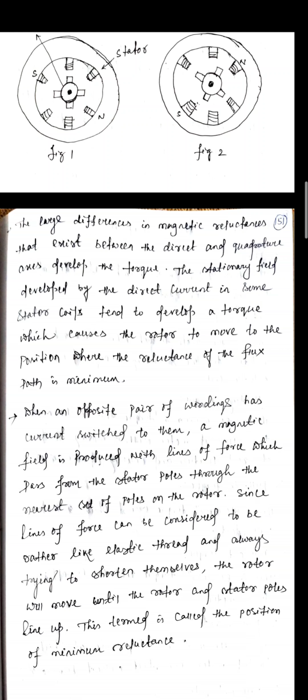When an opposite pair of windings has current switched to them, a magnetic field is produced with the lines of force which pass from the stator poles through the nearest set of poles on the rotor. Since lines of force can be considered to be rather like elastic thread and always trying to shorten themselves, the rotor will move until the rotor and stator poles line up. This term is called the position of minimum reluctance.